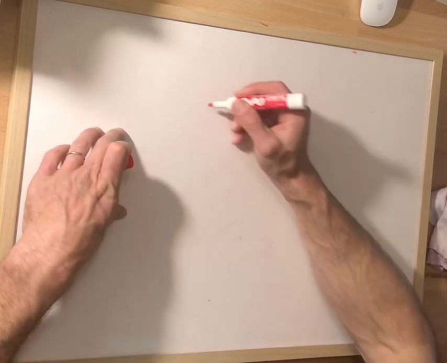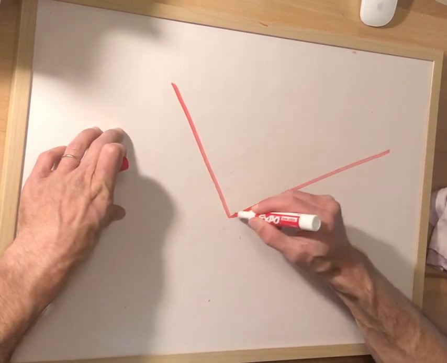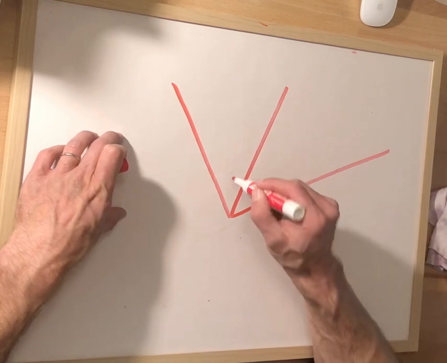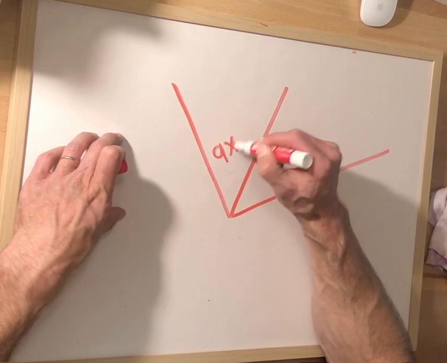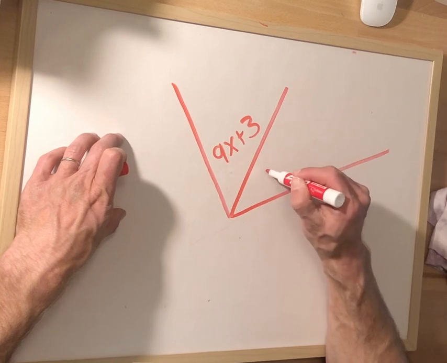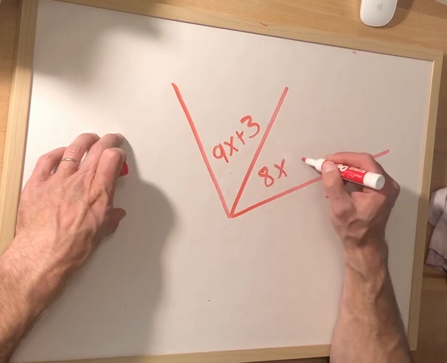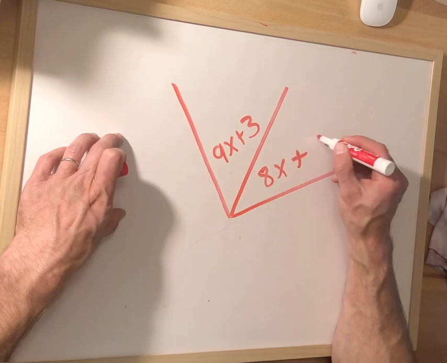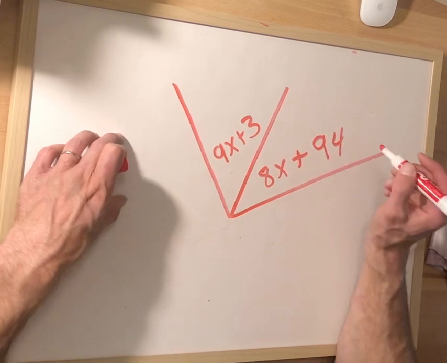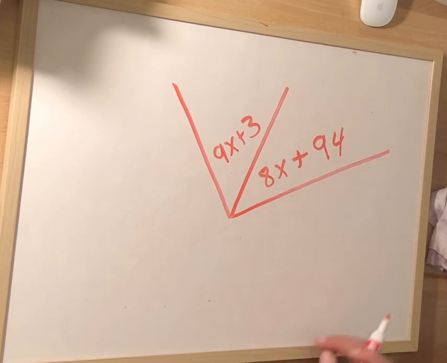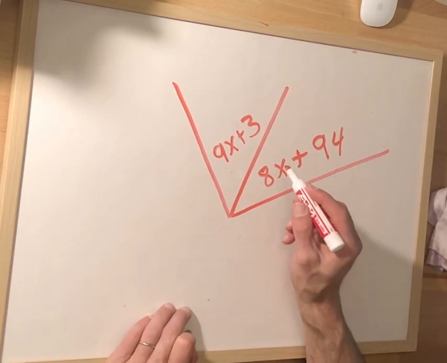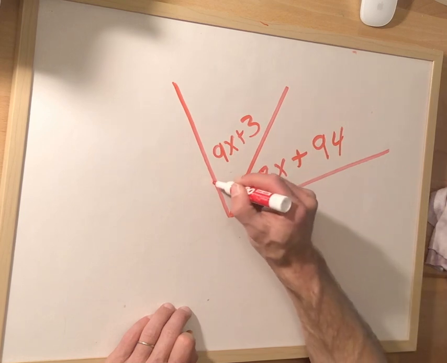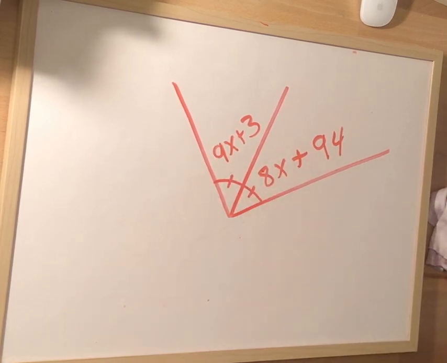The last thing that we kind of talked about was bisectors. So let's say we have an angle like this. And let's say we're told that this angle is 9x plus 3, and this angle is 8x plus, let's say, 94. Now, we are told that this line bisects this angle. So this angle and this angle are exactly the same. Could you set an equation up to solve for the x?